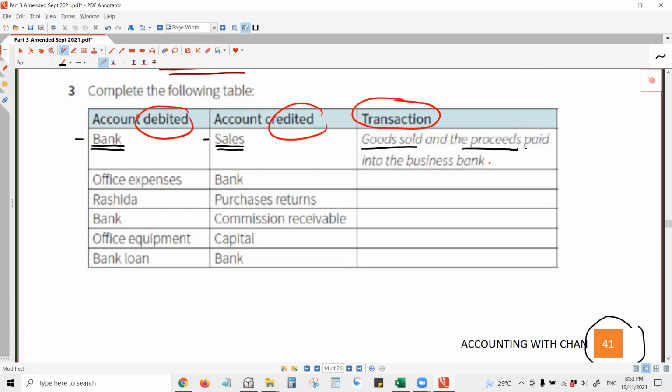Goods sold and the proceeds paid into the business bank. Proceeds means the money that you receive. But you don't have to write something as complex as what they give to us. Let me give you the simplest sentence for these double entries. Don't have to come up with complex or complicated words. We call it bombastic. Have you heard of bombastic words? In English essays or in Malay essays, they like to make use of bombastic words to impress the teachers. They refer to words that are complex, and they are usually the synonyms of the common words that you use. So don't have to use any complicated words here.